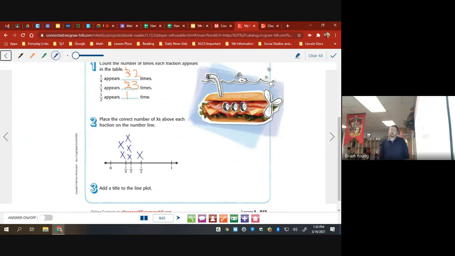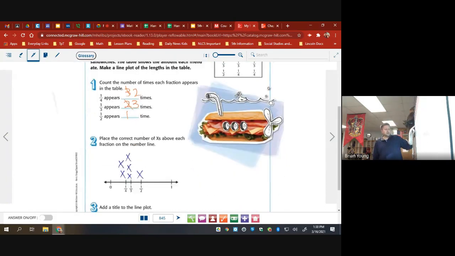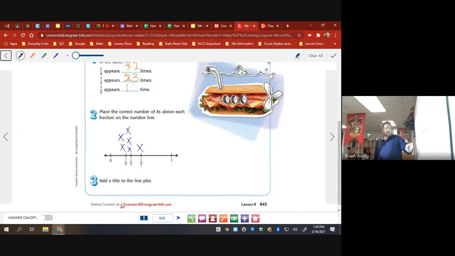Add a title to the line plot. What are we going to title this? What do you think? Let's look at what it's actually talking about. Let's just call it sandwich length or sub lengths. It doesn't matter. You just want to title your charts. You want people to know what we're looking at. Okay, let's turn to the next page.